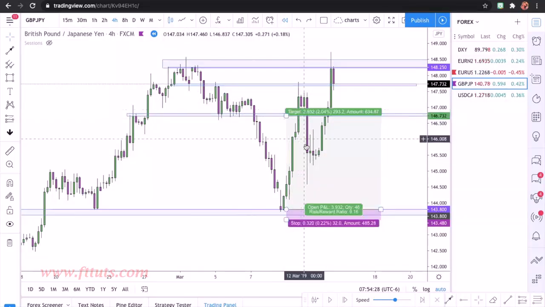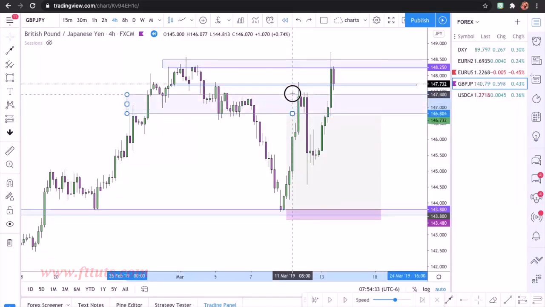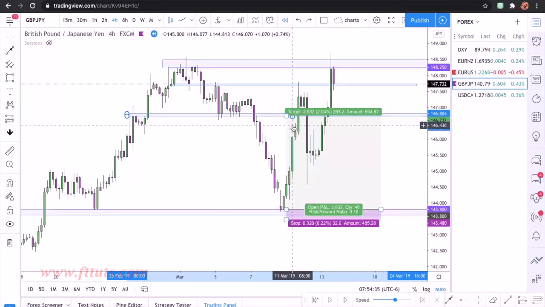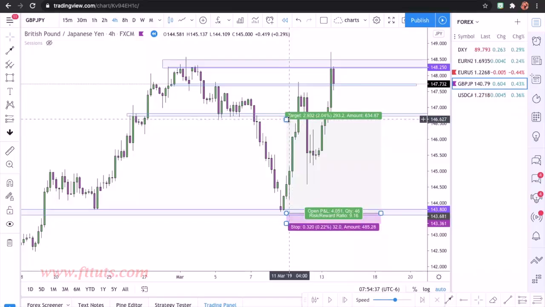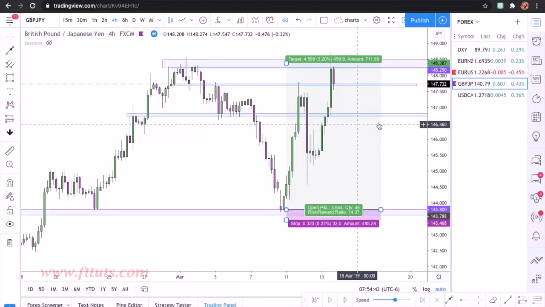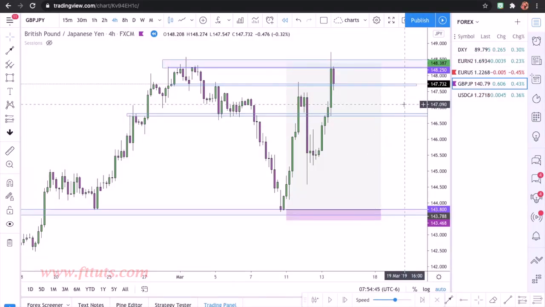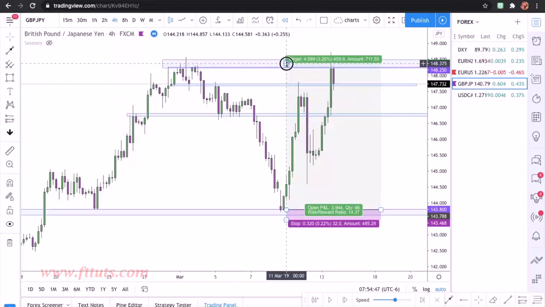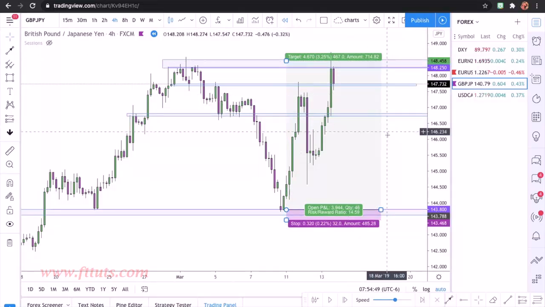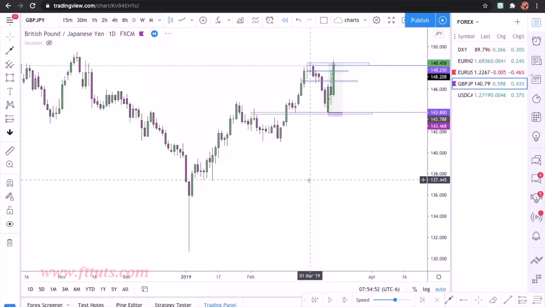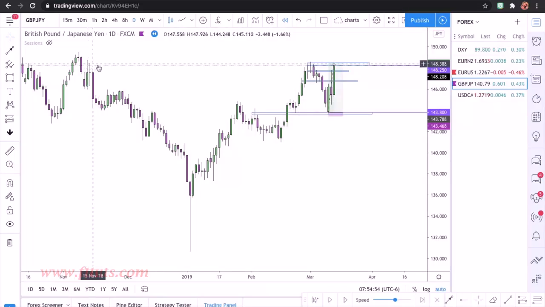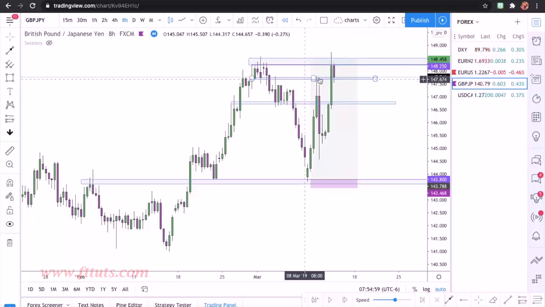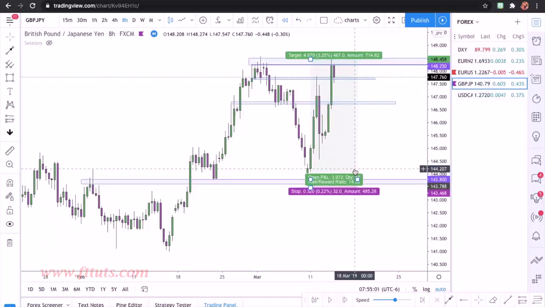So what we would do in this sense, we have that correction and then move to the upside. So what we would do is just extend our target here. We would extend our target to around 148.5. And then what we would do is look for a rejection in the market. So then going to the daily time frame, we can see that this is a major level of rejection here. So if we don't end up breaking this level, we could see this guy come back down.